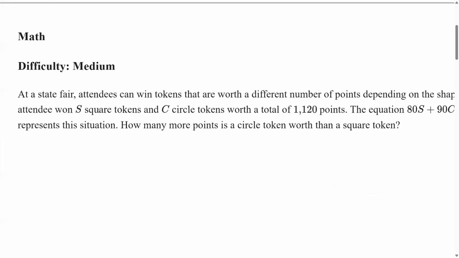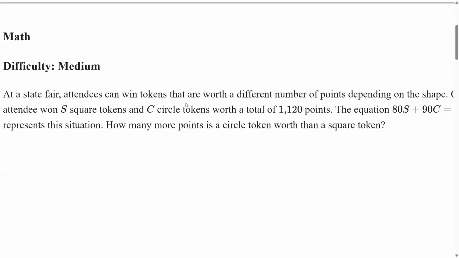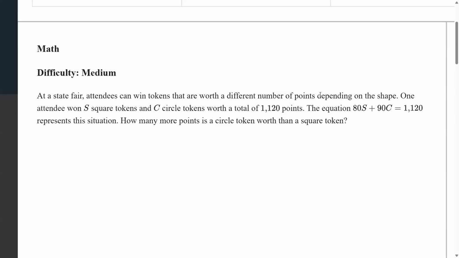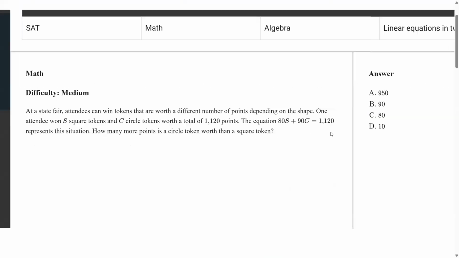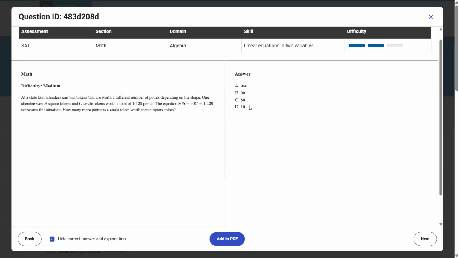At a state fair, attendees can win tokens that are worth a different number of points depending on the shape. An attendee won square tokens and C circle tokens worth a total of 1,120 points. This equation represents the situation. How many more points is a circle token worth than a square token? Okay, just 80 minus 90, you get 10. So the difference is 10. So the answer is D.